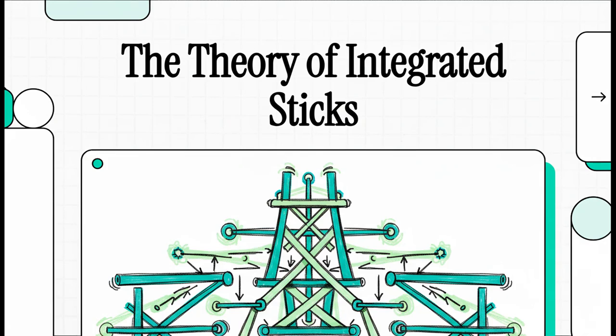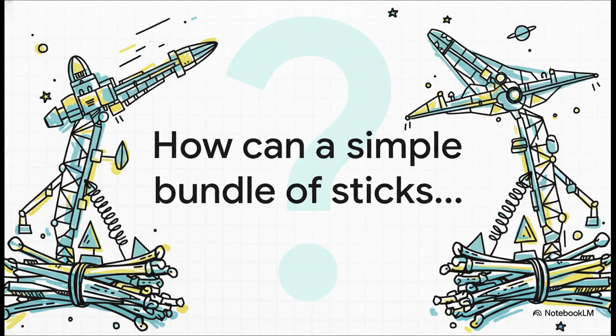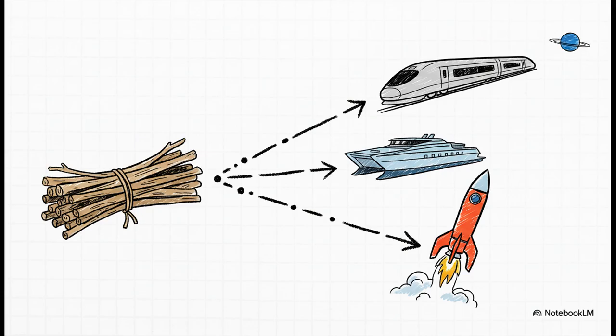So, today we're going to dive into something, frankly, a pretty wild new idea from a recent paper. It's called the theory of integrated sticks. Let's get right into it. And it all kicks off with a question that sounds, well, almost too simple. How can a bunch of sticks, just simple sticks, be the key to building the future of our transportation and maybe even our future in space exploration?